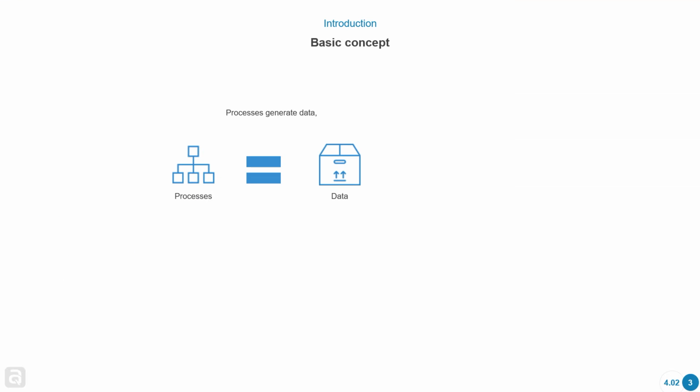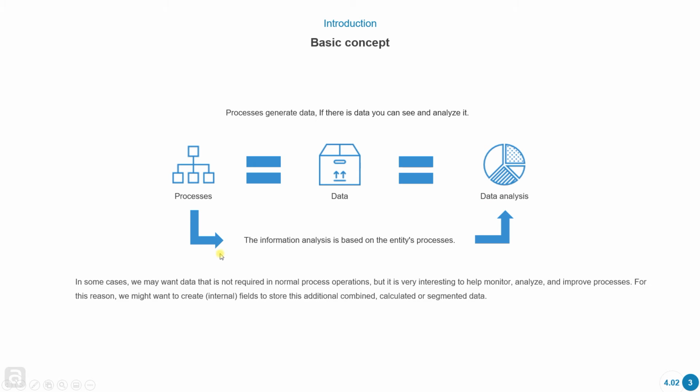Introduction. So the basic concept is that when we're generating data, it's because we're either creating elements in a family or we're creating data because there are processes running and those processes are building up our data. So if we have processes, we have data. If we have data, we can start to analyze it. The only thing we need to do is know which is the best option in order to analyze our data and which are the different tools we have. So basically, the information analysis is based on the entity's processes.